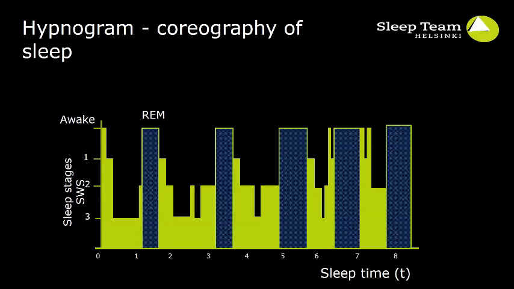From the EEG recording, we can construct a hypnogram where the different vigilance states are presented as a function of time. A hypnogram can be described as a choreography of sleep. From this choreography, we can see that slow wave sleep, particularly the deep S3 sleep, is slept in the beginning of the sleep period and REM sleep in the end. Sleep proceeds always in the same order.